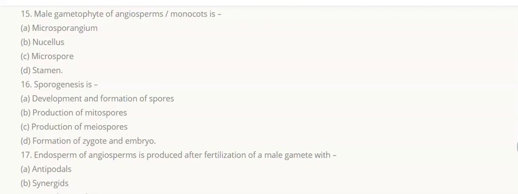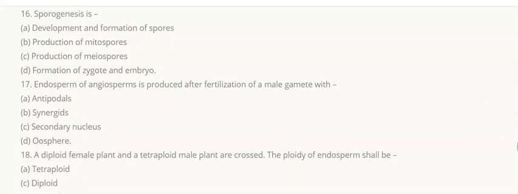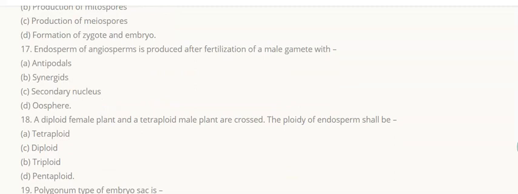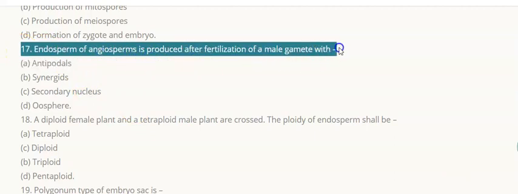Question number 16. Sporogenesis is: development and formation of spores, production of microspores, production of meiospores, or formation of zygote and embryo. Very simple answer. Sporogenesis means the formation of spores. It may be megaspores or microspores. So we go with this option here. The correct answer for question number 16 is A.